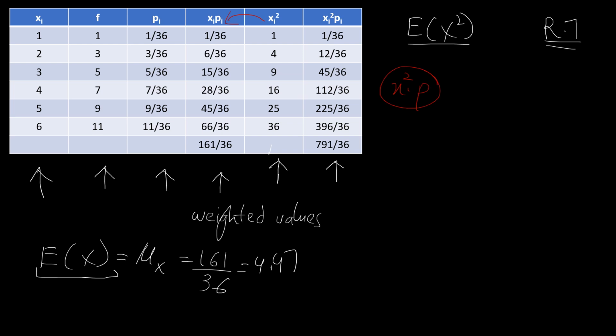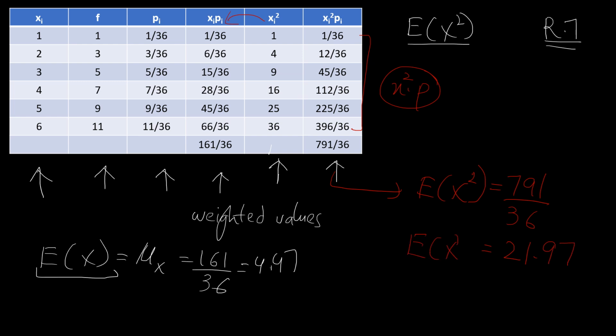So once again, once we have filled out all of these values in the sixth column, we can simply add them up, and this is going to give us the expected value of a function of x, that is the expected value of x squared, and that equals 791 over 36, which is equal to 21.97. So the expected value of x squared is equal to 21.97. Okay, I'm sorry about the mess, but my pen is giving me a really hard time.